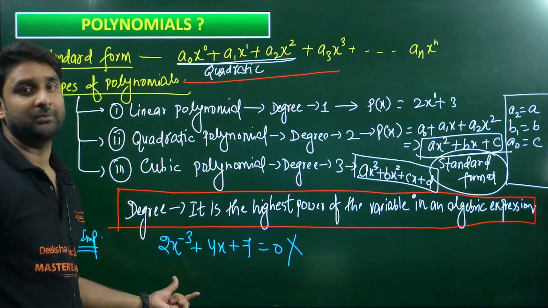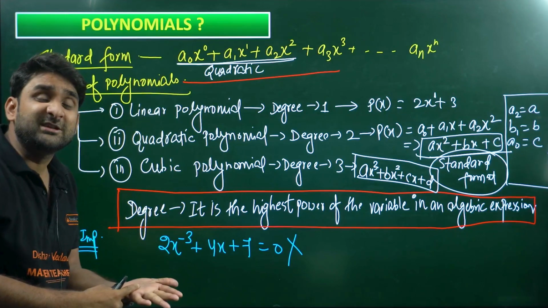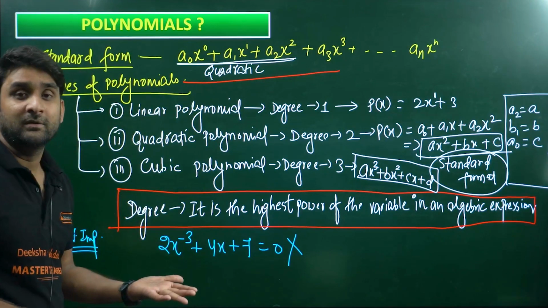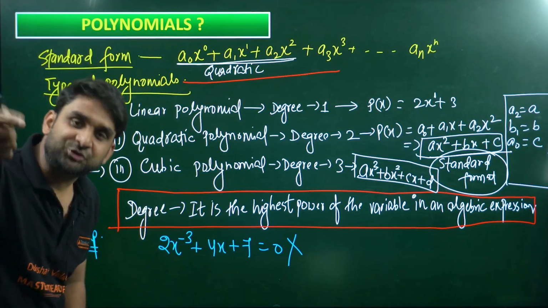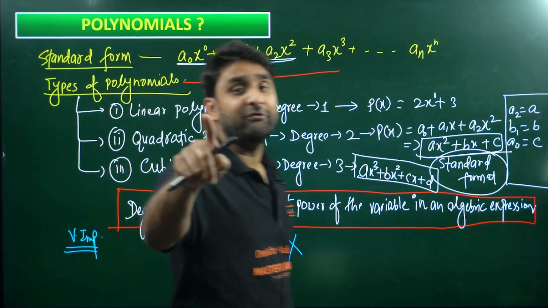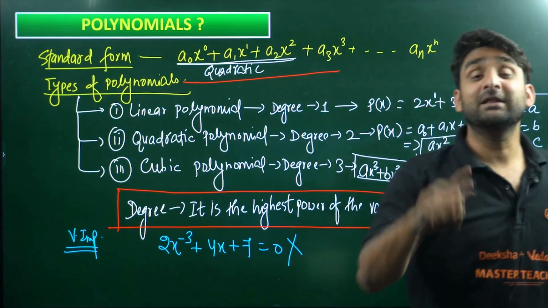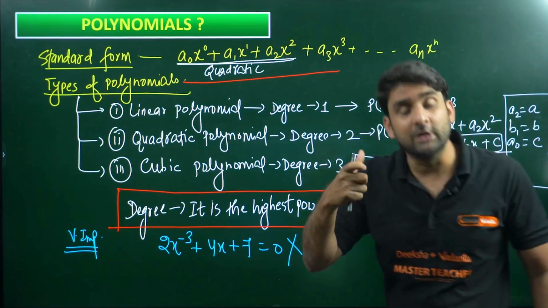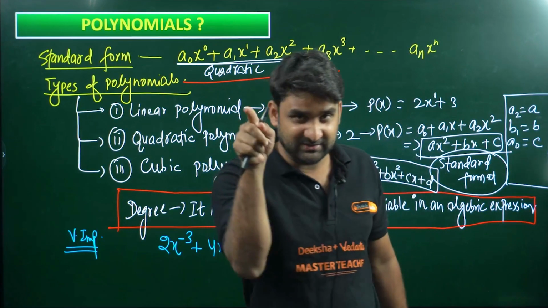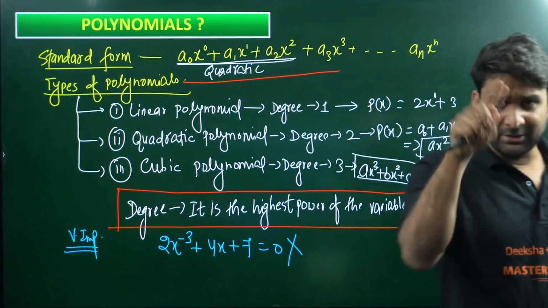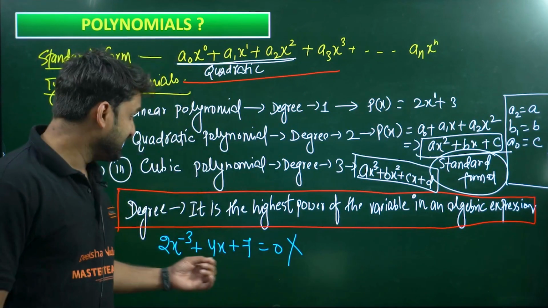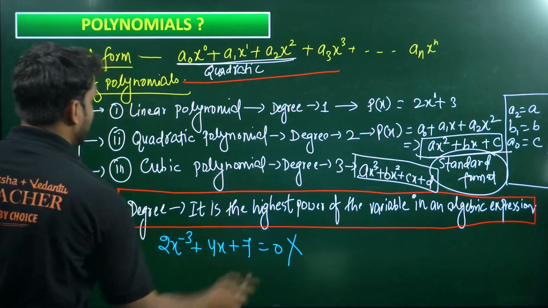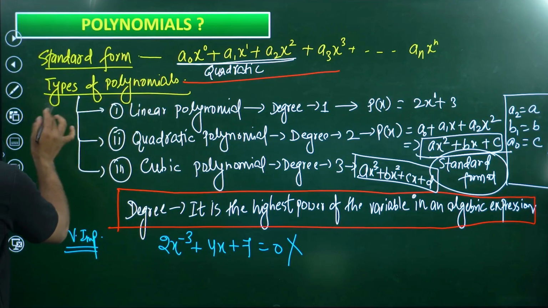So to call any algebraic expression a polynomial, the power of the variable must be positive, and the power of the variable must be a whole number also. If the power of any variable is in fraction form, that will not be a polynomial. So this is the property of polynomial. In the next slide I'll be teaching you the properties. I hope this is clear to you everyone.